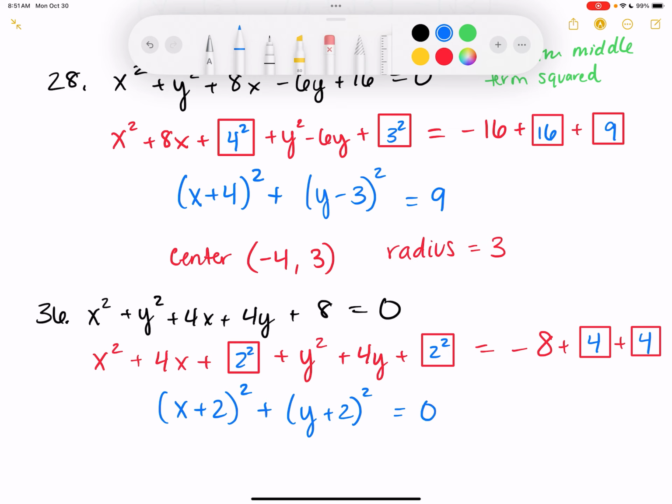0. Now, is this an equation of a circle? No. Why? You can't have a zero radius. Can't have a circle if you have no radius. So this one would not be a circle. So as long as it has a center, because the center can be 0, 0, remember, and a radius, then it is a circle.